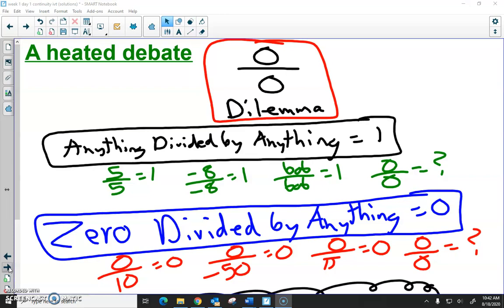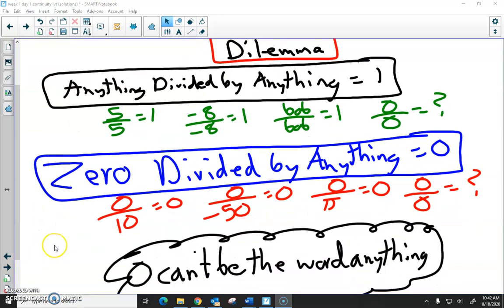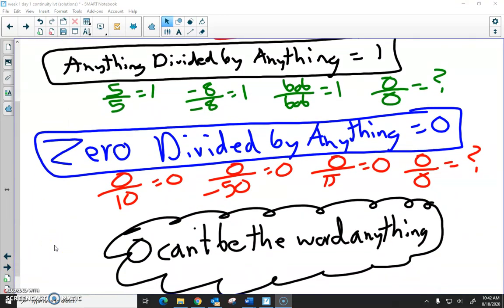Okay, well, let's look at a second thing. 0 divided by anything equals 0. So 0 divided by 10 is 0. 0 divided by negative 50 is 0. 0 divided by pi would also be 0. Well, 0 divided by 0, what's that? What we need to remember here is that when we use the word anything, 0 can't be the anything. It works for other numbers, but 0 divided by 0 is not 0. 0 divided by 0 is not 1.